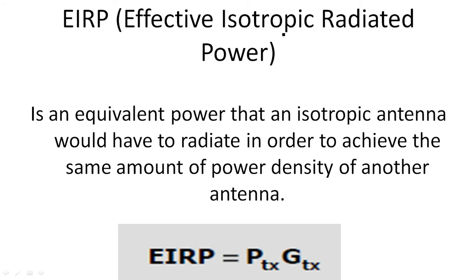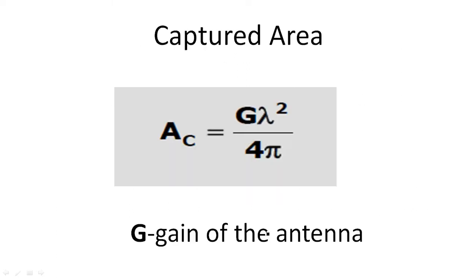So next is the effective isotropic radiated power. So EIRP is an equivalent power that an isotropic antenna would have to radiate in order to achieve the same amount of power density of another antenna. So, it is just simply the product of the transmitter power times the gain of the transmitting antenna. Okay? For the captured area, A sub C is equal to the gain of the antenna times lambda squared. Yung lambda natin is the wavelength, so speed of light divided by the operating frequency, divided by 4 pi.